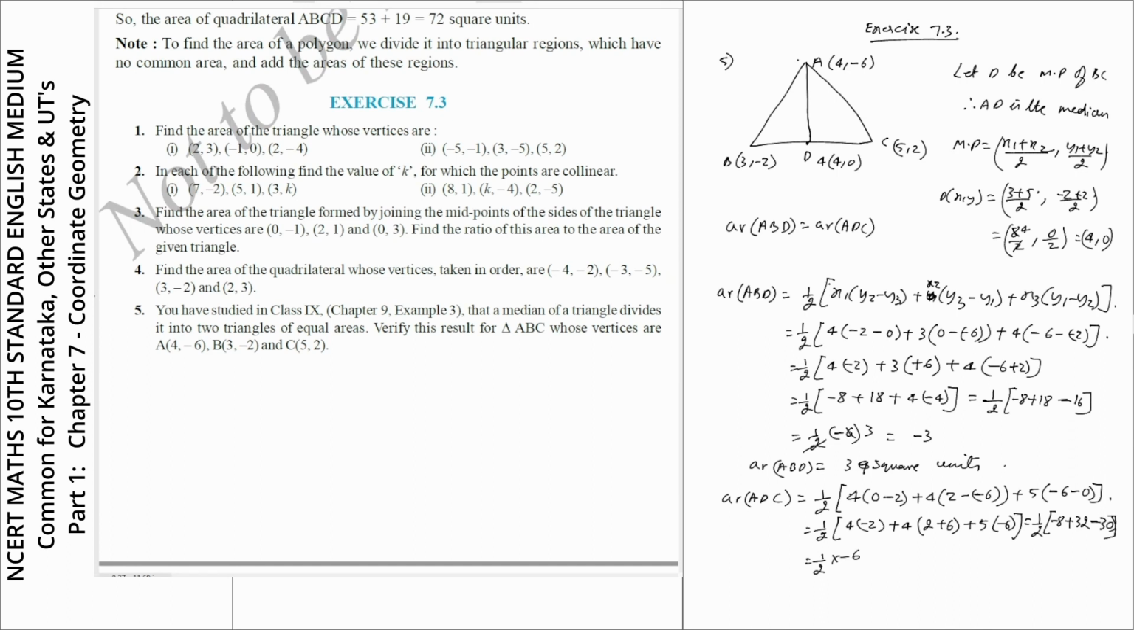Again here minus 6 I'll get. 2 1s are 2, 2 3s are 6. So minus 3. So area can't be negative. So area I'll take positive only. Area of ADC is equal to plus 3 square units. So now it is clear. See, this I'll take as 1 and this I'll take as 2. From 1 and 2 we can clearly say that area of triangle ABD is equal to area of triangle ADC, and that completes the proof. This is actually what we need to prove, and we have done that.